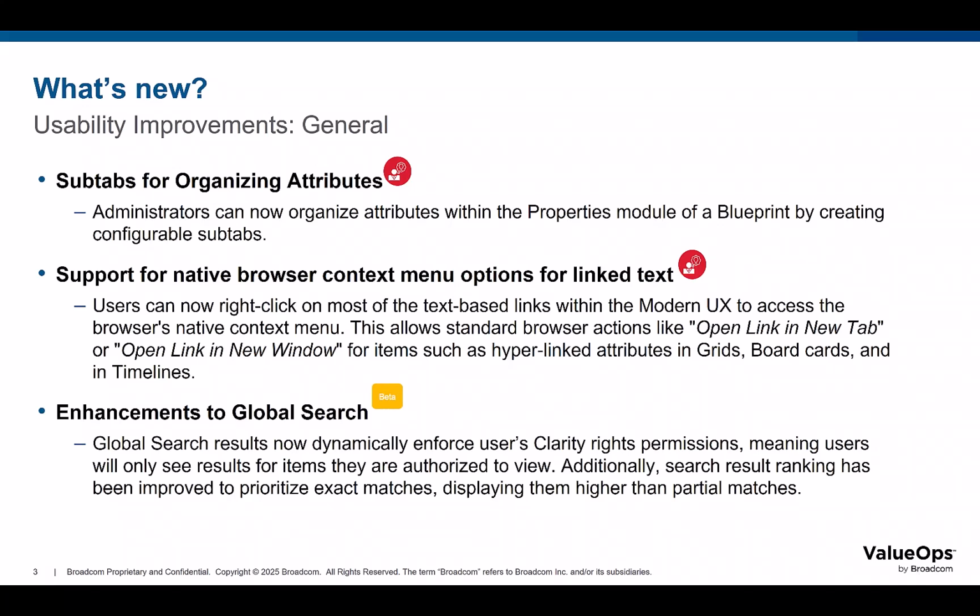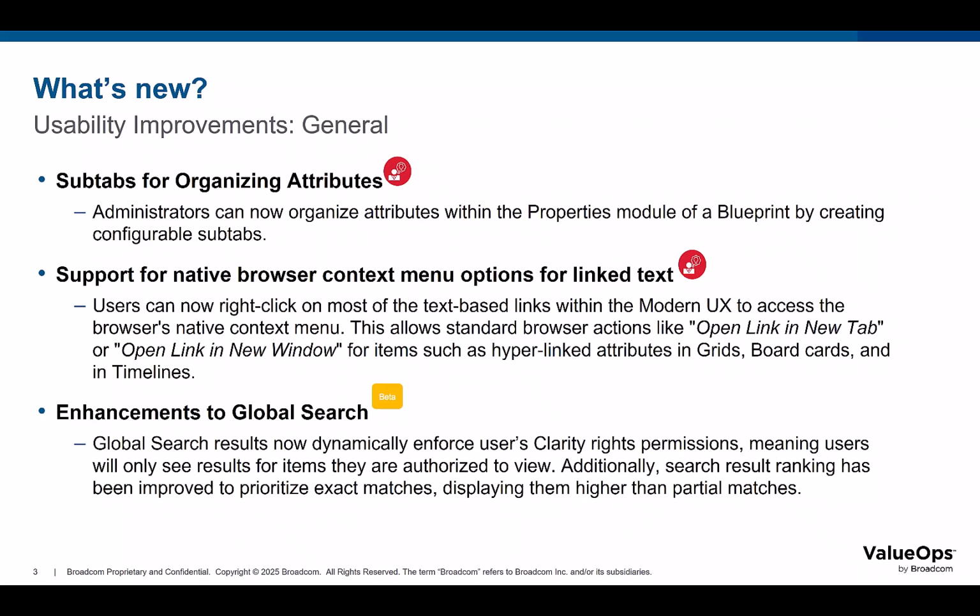Next, modern UX now supports native browser context menus for linked text. Right-clicking on a hyperlinked attribute in grids, board cards, and timelines, and a few other places will display options such as Open link in new tab or Open link in new window.